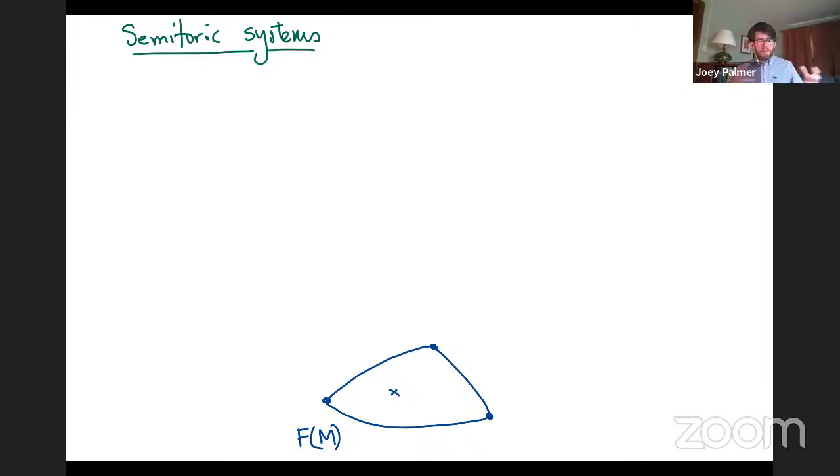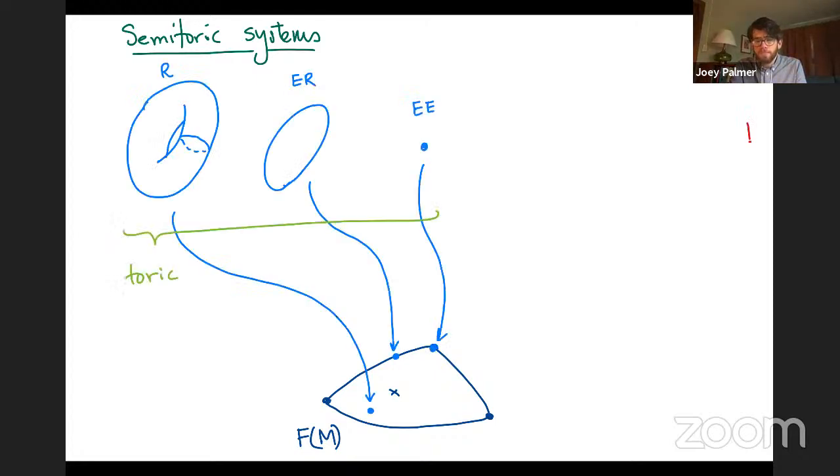With semi-toric systems, you can get something that's not convex and has bent edges. And also there are special points in the interior. Let me describe the possible fibers. First of all, totally analogous to the toric case, if I take a random point in the interior, the preimage is a torus, that's a regular point. If I take a point on one of the boundaries, the preimage is a circle, that's an elliptic regular point. If I take the preimage of a corner, the preimage is just a point, and that's an elliptic point.